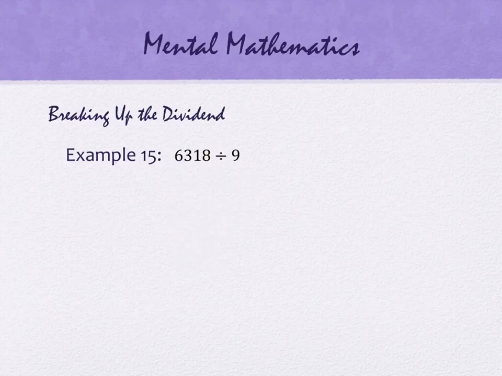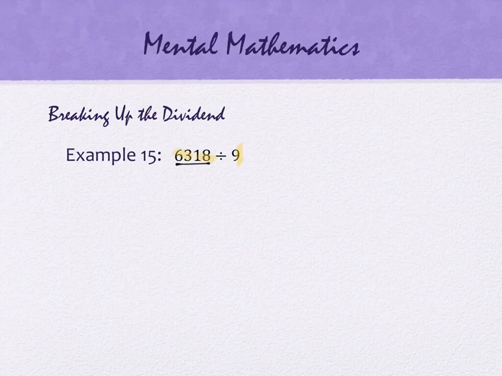Okay, let's do some with division. I think the last 4 are all division, looks like. This is called breaking up the dividend. So breaking up the dividend looks like this. We're going to take the 6318, and we're going to notice that 63 and 18 individually are in the list of multiples of 9. And 9 is what I'm dividing by. Does everybody see that? Okay.